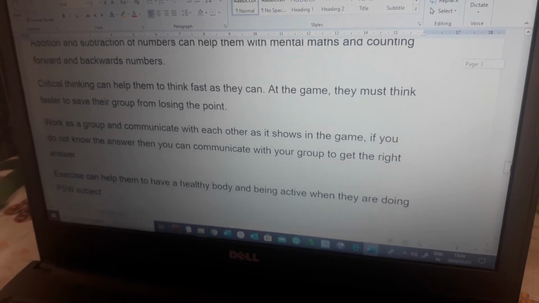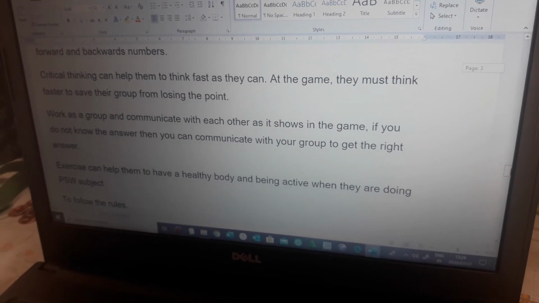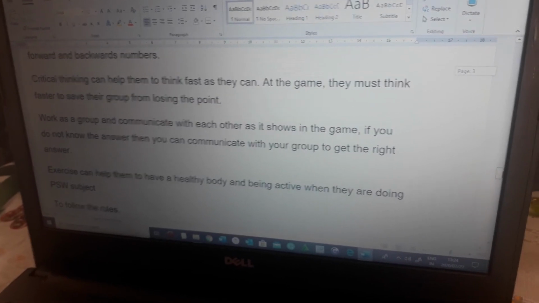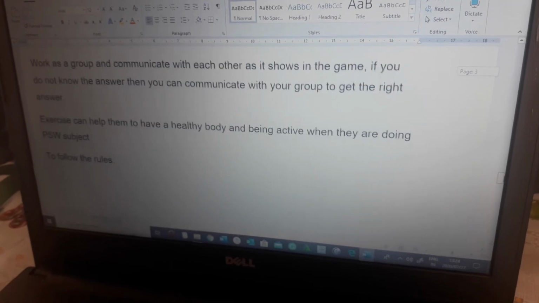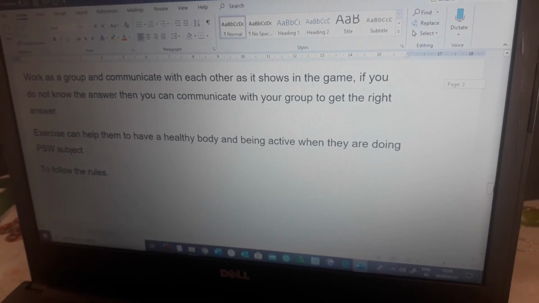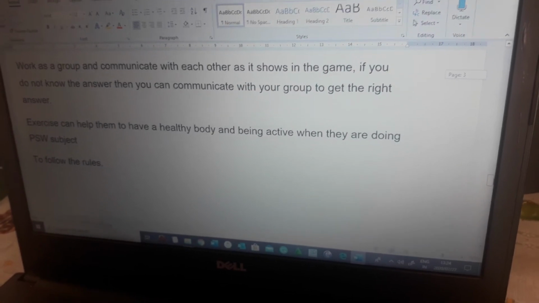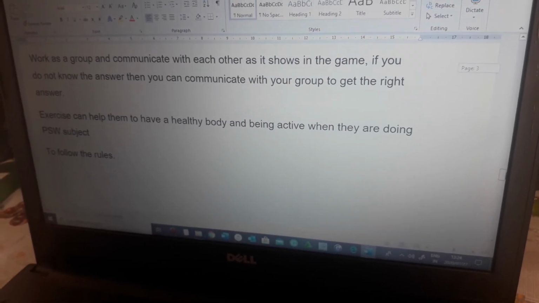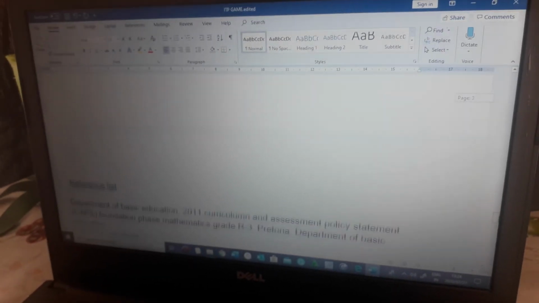Work as a group and communicate with each other as it shows in the game. If you do not know the answer, then you can communicate with your group to get the right answer. Exercise helps them to have a healthy body and being active when they're doing PSW subject to follow the rules.